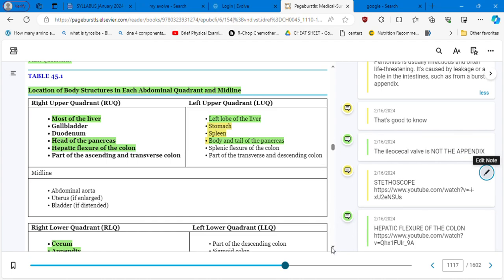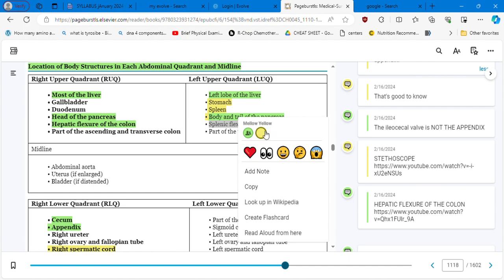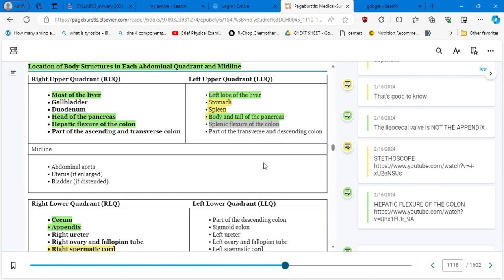Now, hepatic flexure of the colon is basically where there is the flexure between the ascending colon and the transverse, and then you have the splenic flexure of the colon, which is specifically where the colon flexes to become the descending colon from the transverse, right?